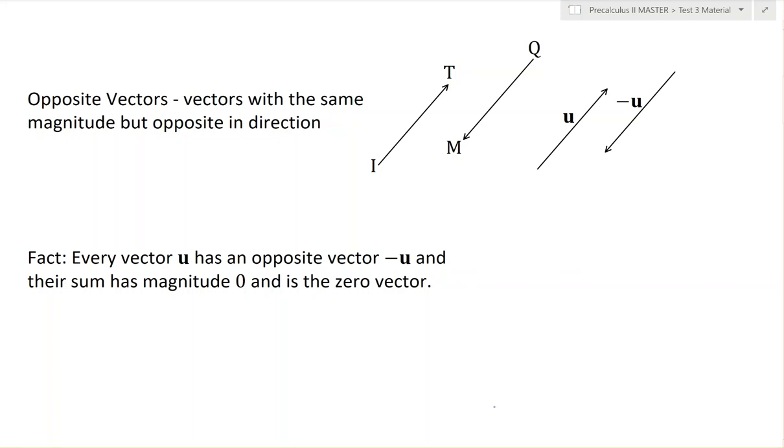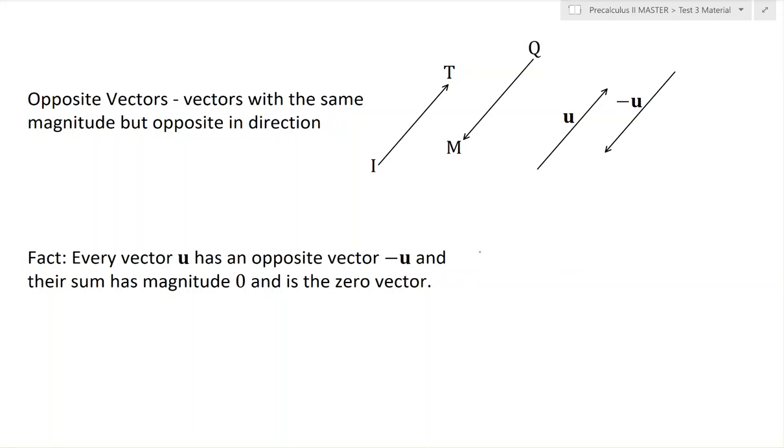We also have opposite vectors. These are vectors with the same magnitude, but they're opposite in their direction. For example, we see here vectors IT and QM. IT and QM vectors are opposite vectors. They are the same length, so that means their magnitude is the same, and they have the same slope, if you want to put that on the coordinate system, but opposite in direction. And here we have vectors u and negative u. Those are opposite in direction, same magnitude, so those are opposite vectors.